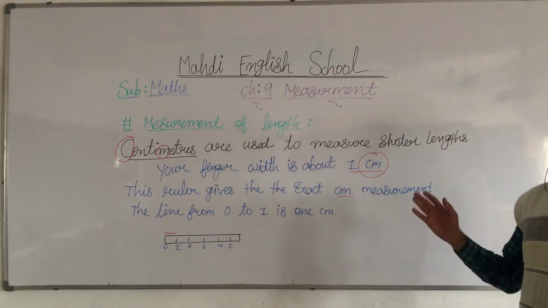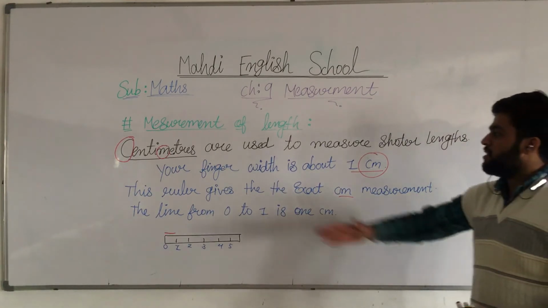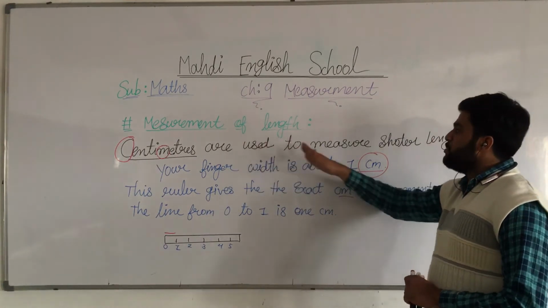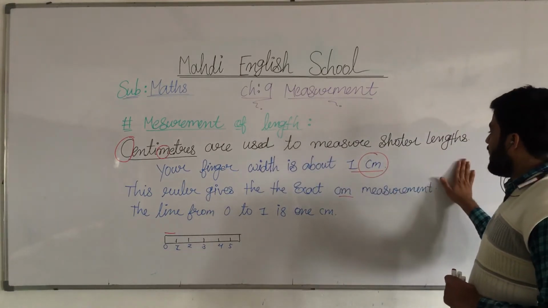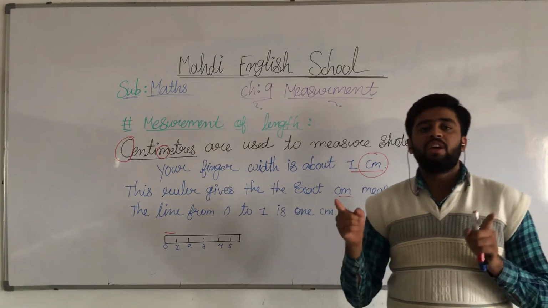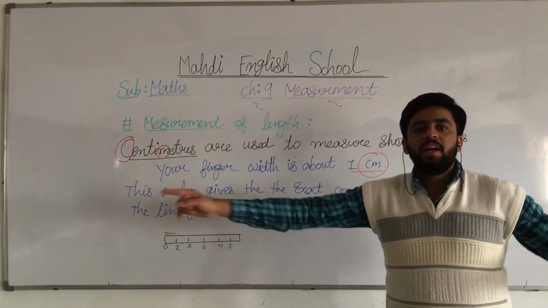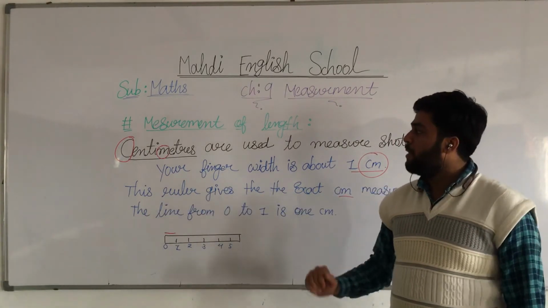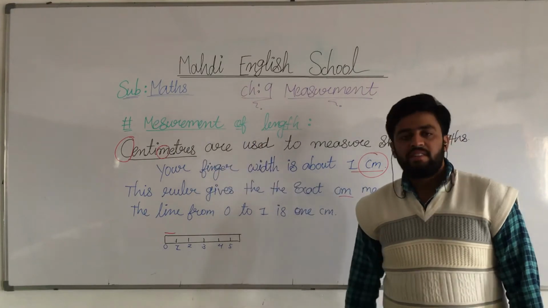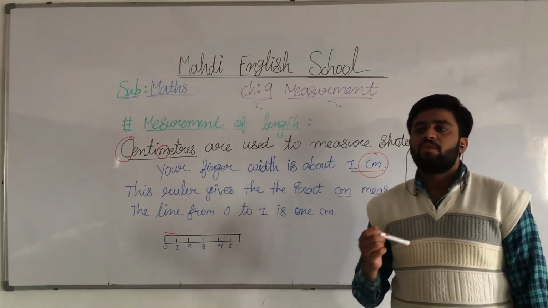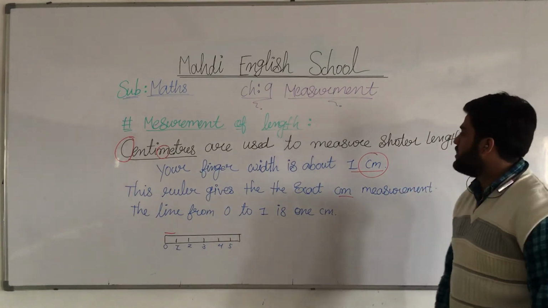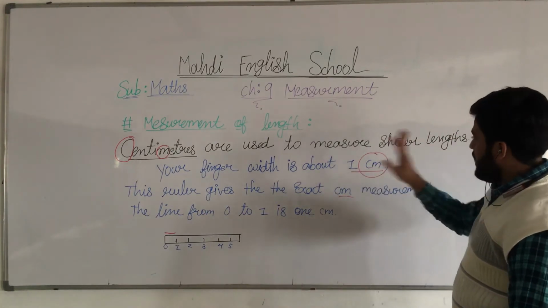Now let's see what the use of the centimeter is. Centimeters are used to measure shorter lengths. It means we check a short length. A big length we are not able to check by the centimeter. If we have any short things, short objects, we check them by the centimeter.